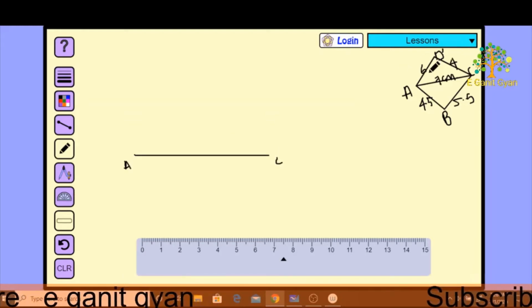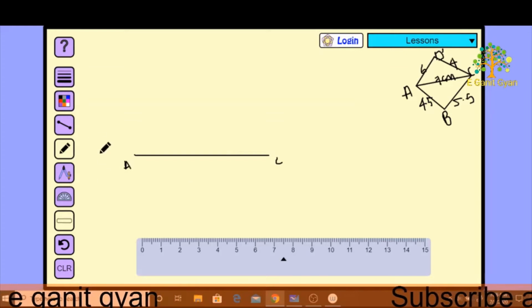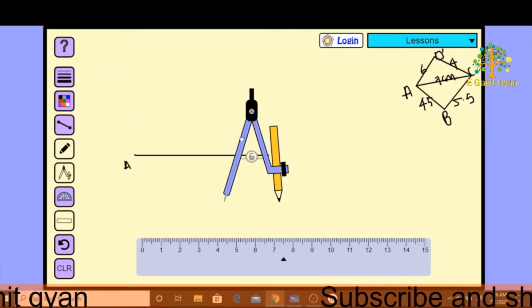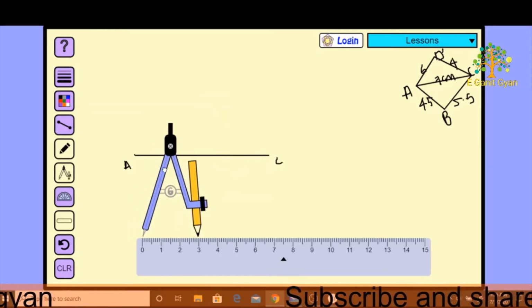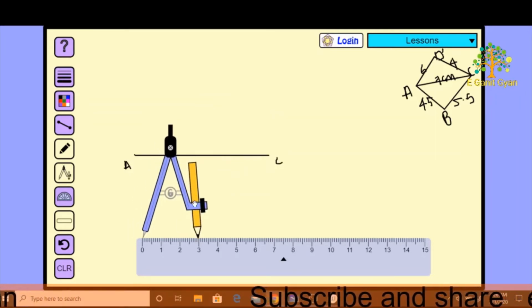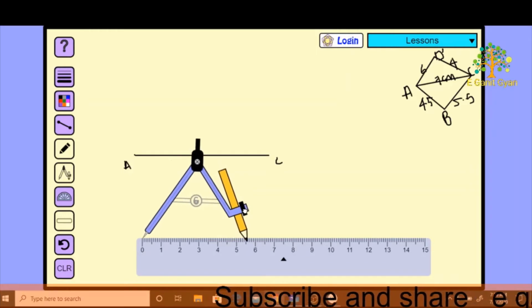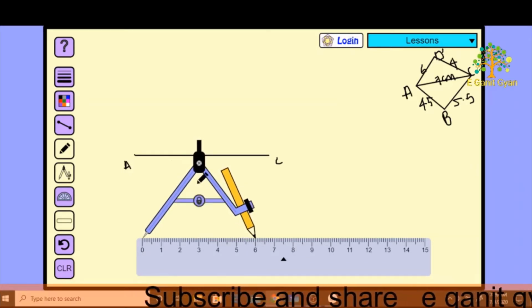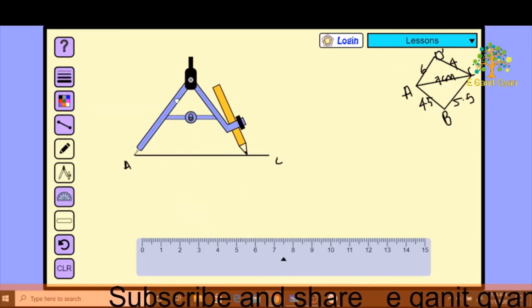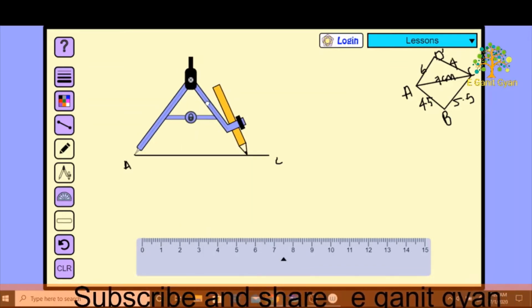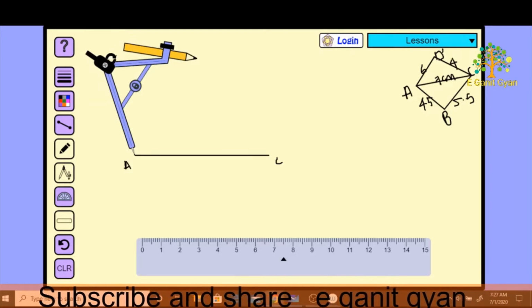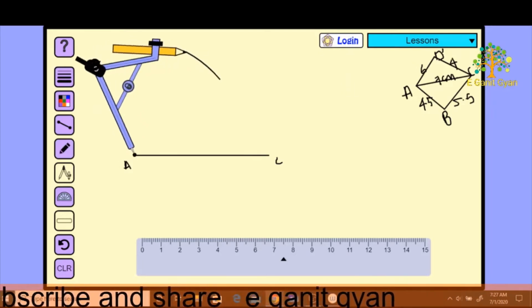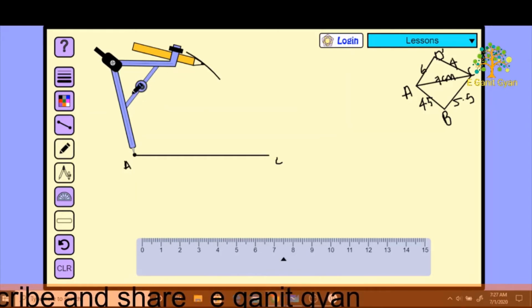Now I have here AD length 6 centimeters. I will use my compass to take 6 centimeters, and I'll fix this one. I'll draw one arc here, an arc with the radius of 6 centimeters.